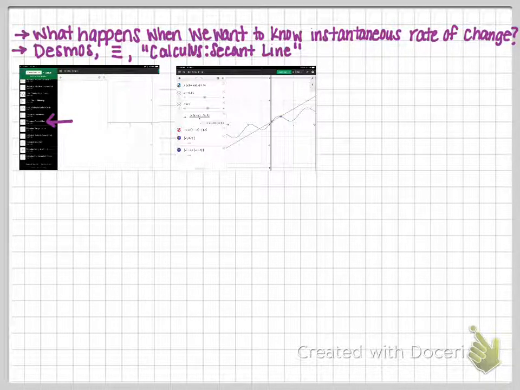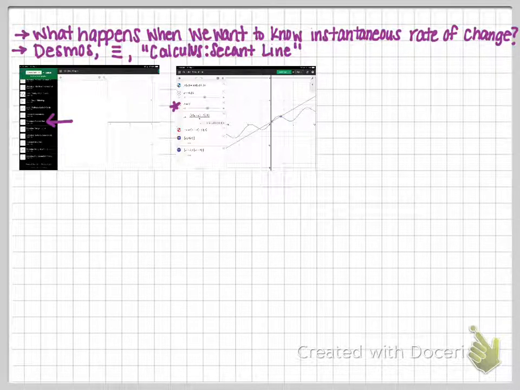So here's what I would love for you to do. I would love for you to pause me, go to Desmos, click on those 3 lines up in the upper left-hand corner, and then click on Calculus Secant Line. And then go ahead and play around with the H value right there, and see what you notice about those functions.